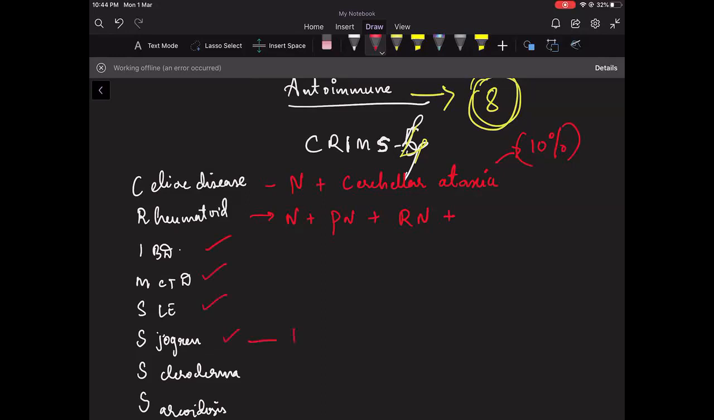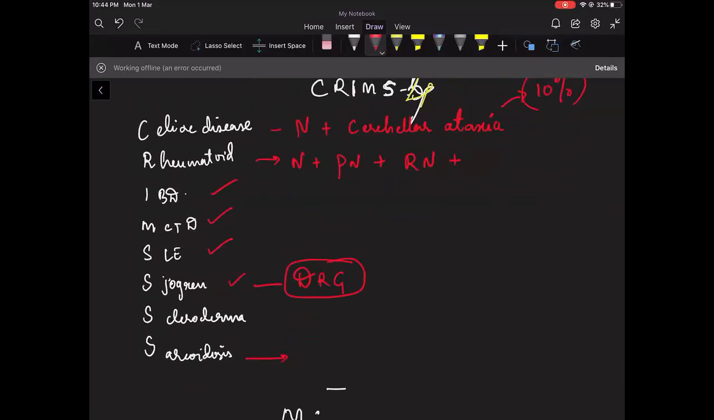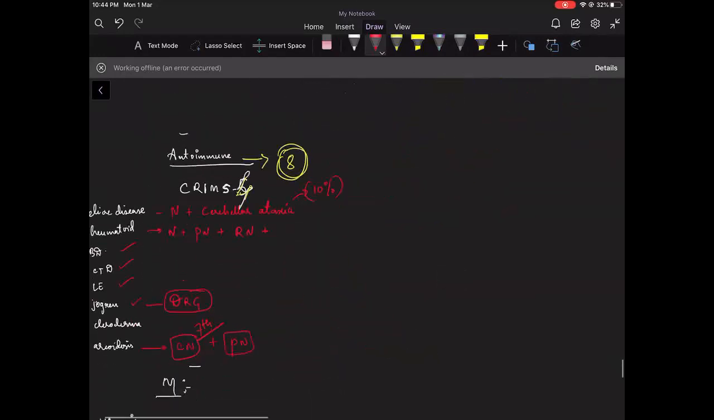In Sjogren, an important thing which we have to remember is the dorsal root ganglion, which will be involved here. And sarcoidosis, we know the patient will be having cranial neuropathy along with peripheral neuropathies also. Cranial neuropathy predominantly of the 7th. So these are the important autoimmune causes. We have completed VITAMINS.